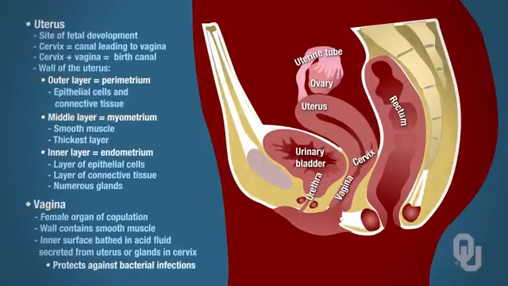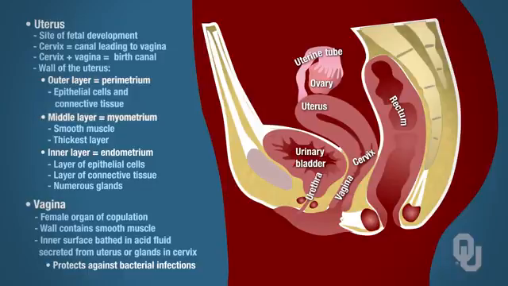We're going to focus momentarily on the uterus as well as the vagina. I'm not going to read all of this information to you because you can read it. What I want to focus on is the wall of the uterus. There are 3 layers to the wall of the uterus. There's the outermost layer called the parametrium, and that has epithelial cells and some connective tissues. There's a middle layer called the myometrium, which is composed of smooth muscle.